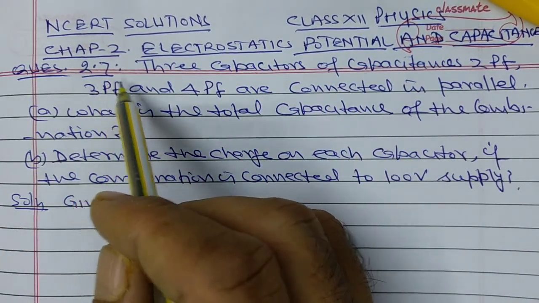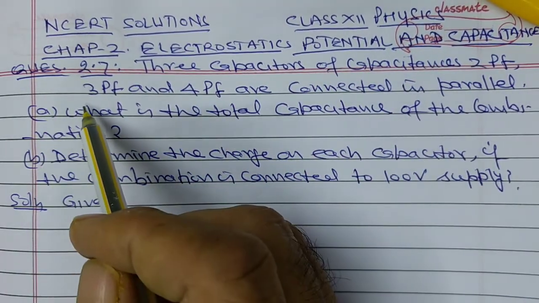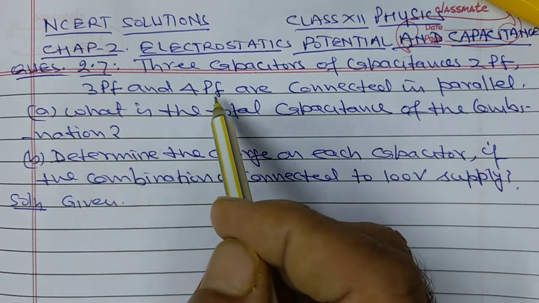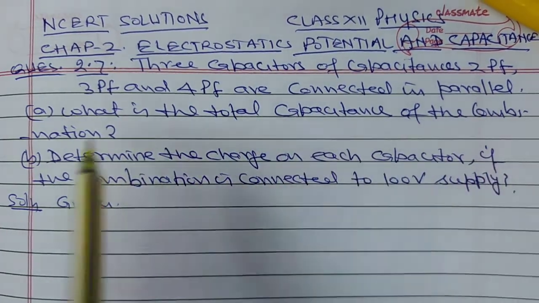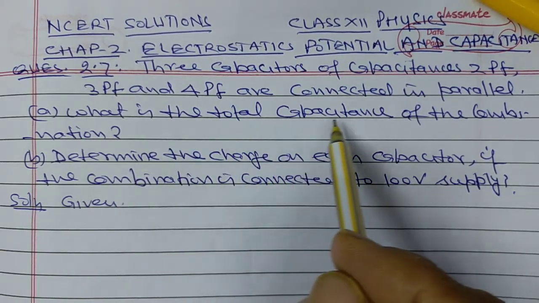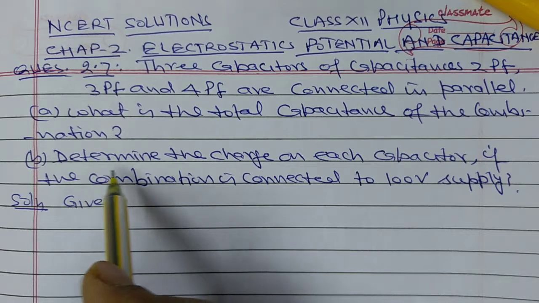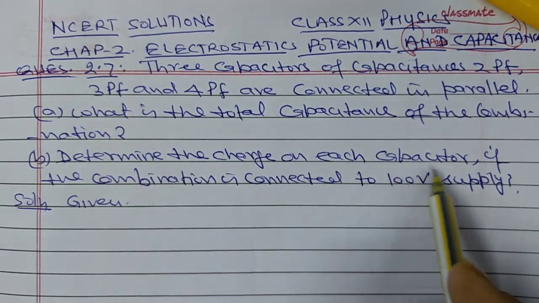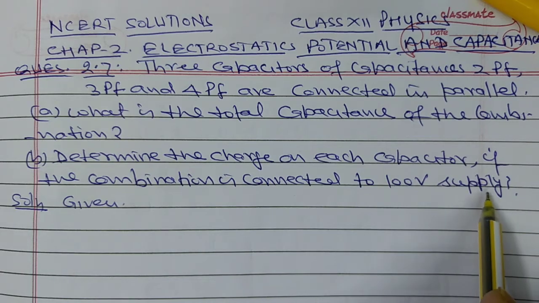Question number 7. Three capacitors of capacitances 2 picofarad, 3 picofarad and 4 picofarad are connected in parallel. A part, what is the total capacitance of the combination? B part, determine the charge on each capacitor if the combination is connected to a 100 volt supply.